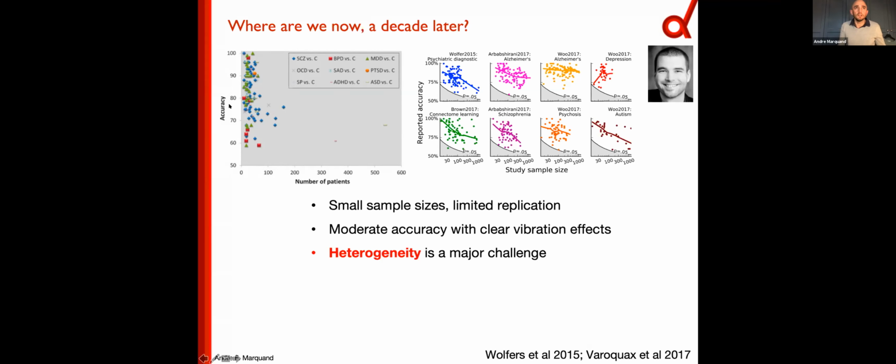So first of all, you see there's a cluster of small studies on the left-hand side. And as you increase the sample size, the accuracy decreases, which, from a machine learning perspective, is very counterintuitive. You would expect the accuracy to increase as sample size increases. And really one of the reasons for this is heterogeneity within the cohorts that we're studying.